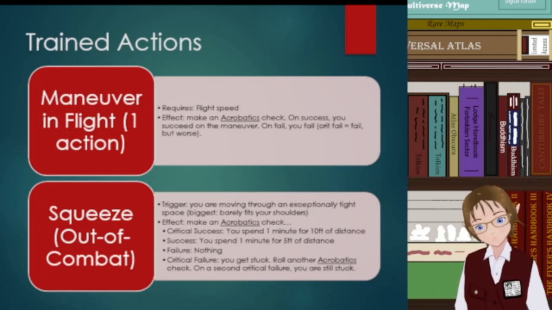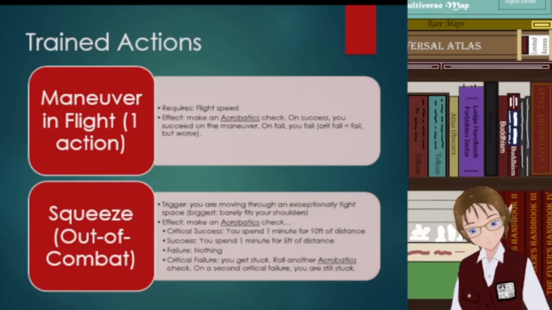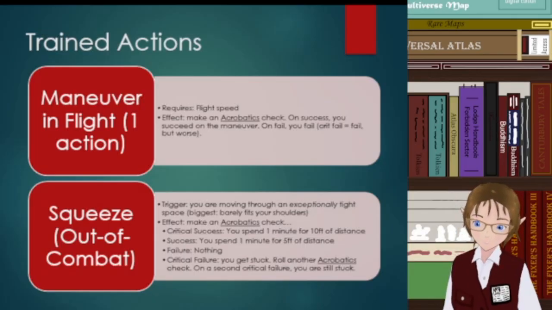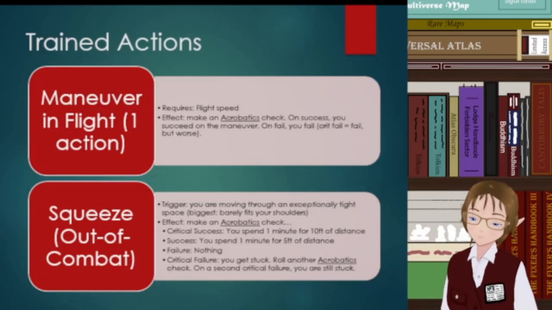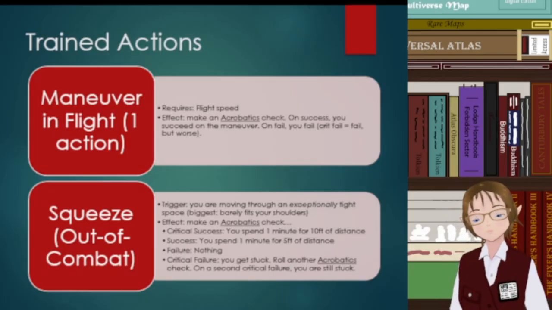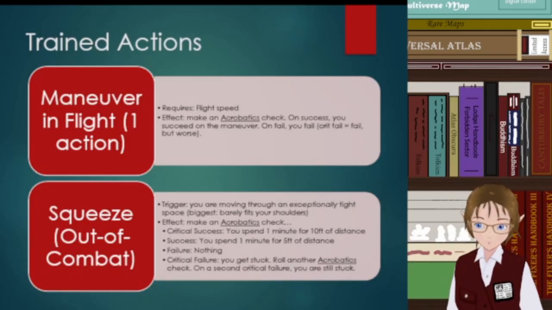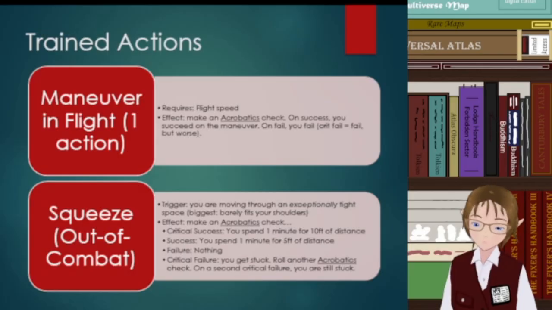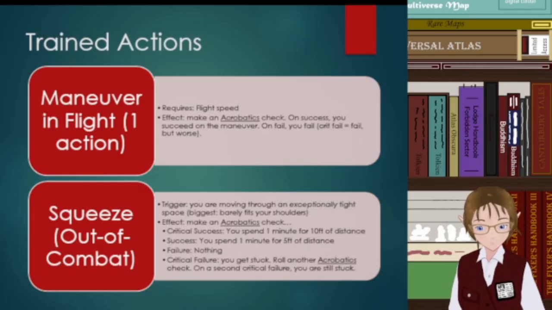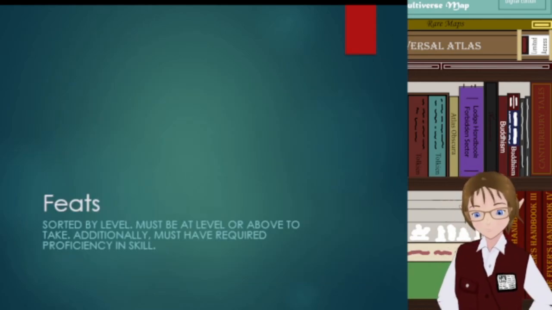So this could mean, for instance, if you were trying to dive down to catch your ally, on a success, you dive down and grab them. On a failure, you dive down but fail to catch them. And on critical failure, you yourself slam into the ground. Different GMs will rule this differently, however, so don't consider that a word of God type situation. At this point, I'm going to move on to feats.